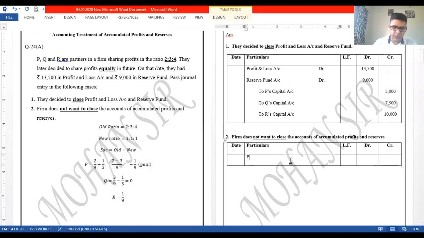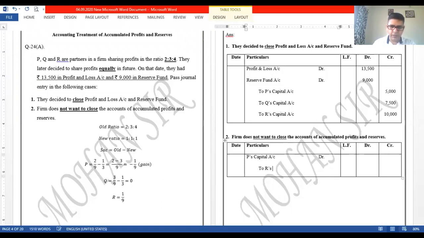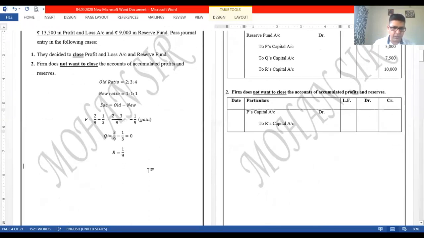The entry here will be P's capital account debited to R's capital account. Again, the words fixed and fluctuating will matter over here also. Now we need to calculate 1/9 share. 1/9 share of what? The total amount of the reserves. 13,500 is for P&L, 9,000 is for reserve fund, so the total is 22,500. So 22,500's 1/9 share. Let us calculate over here.